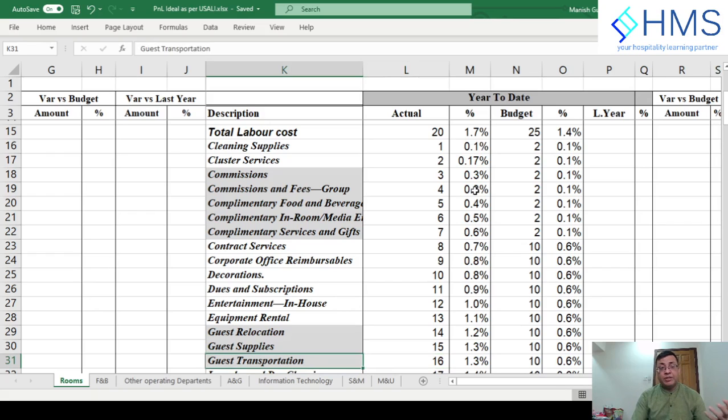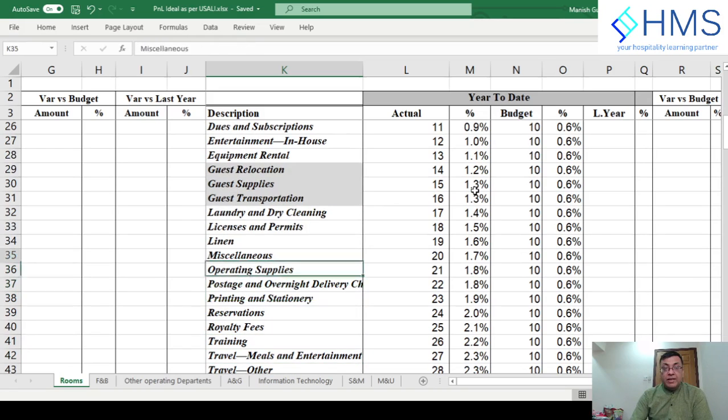Then you have decorations. Decorations are mostly in the public area, or sometimes small decorations in the room, but usually you don't have a lot of decoration in the room. You mostly have decorations in the public area, which is going to be fixed. Dues and subscriptions are going to be fixed. Entertainment usually will depend on the business. Equipment rental usually is fixed.